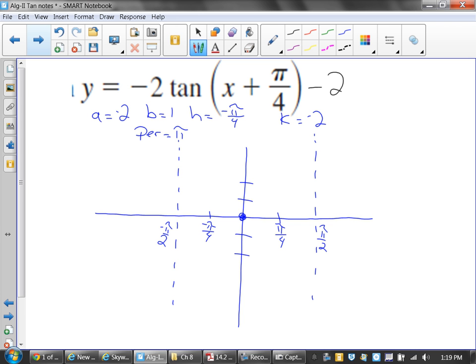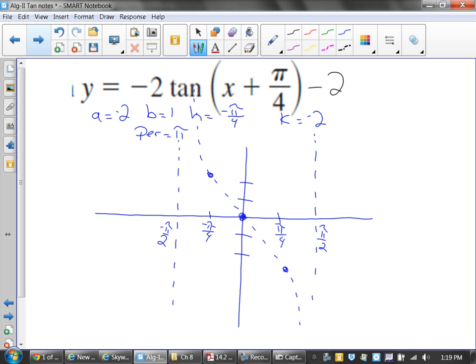Fair enough. Since my a value is negative with this tangent graph, is it going up and right or down and right? Down right. So at negative pi over 4, it'll be at positive 2, 0, negative 2. There is my parent graph.